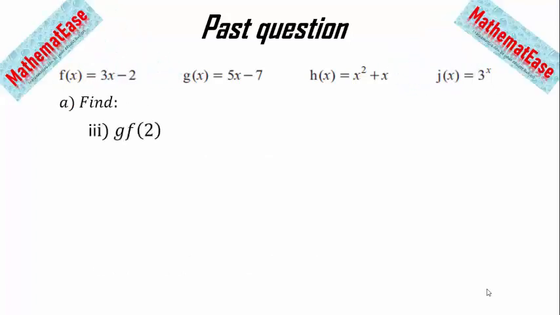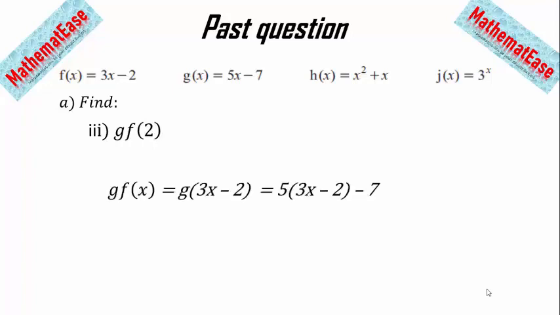Now, I want to find g of f of 2. Before I can get g of f of 2, I need to find g of f of x first. Then I can put in 2 to get my g of f of 2. Now, g of f of x is a composite function, as I said earlier on. So f of x is 3x minus 2. I put that in front of g. So I have g of 3x minus 2.